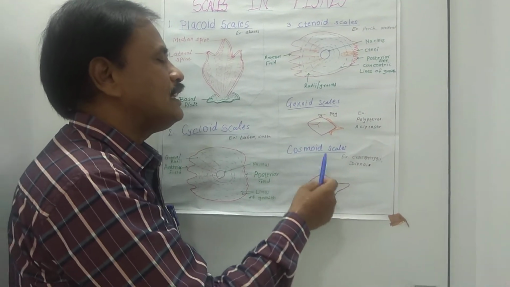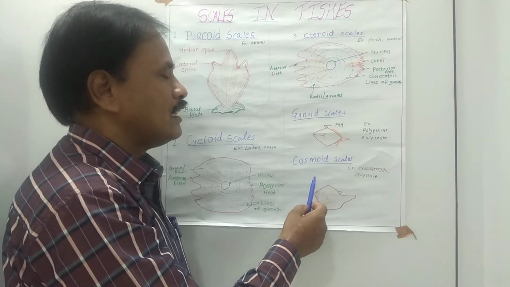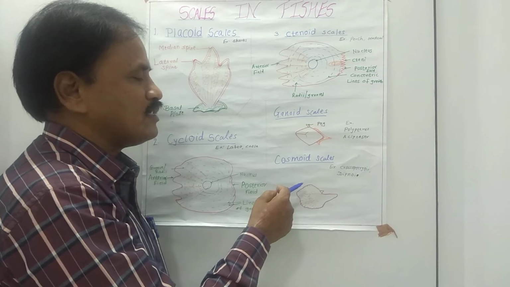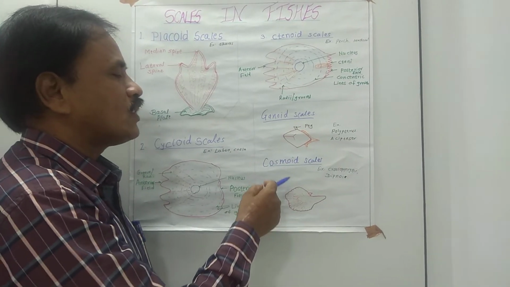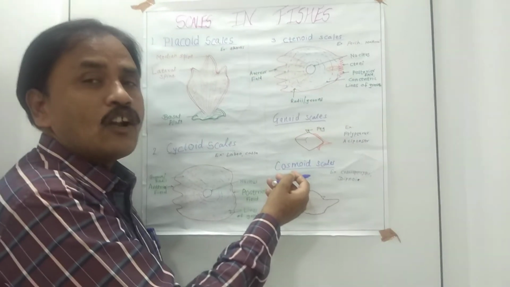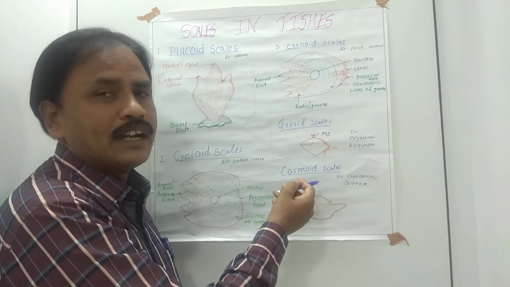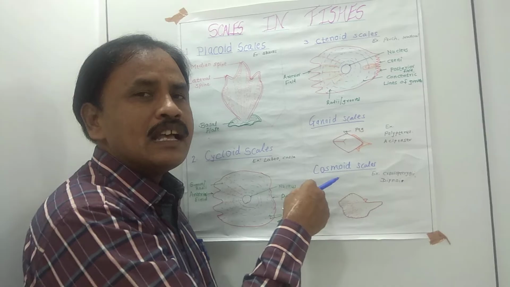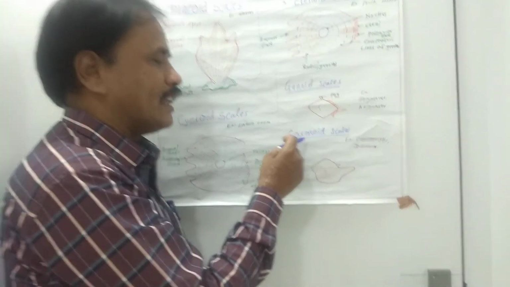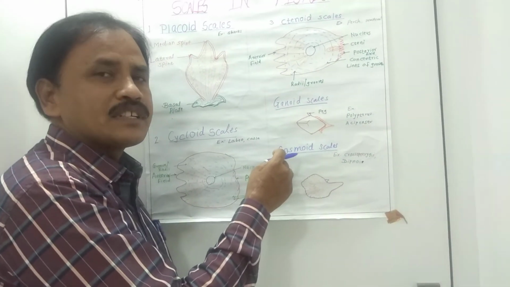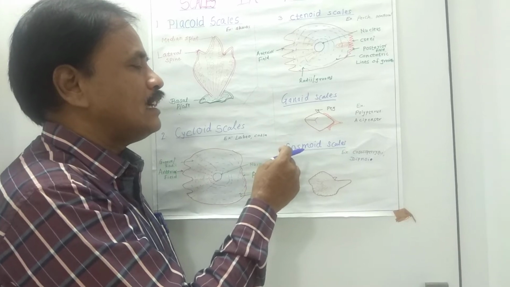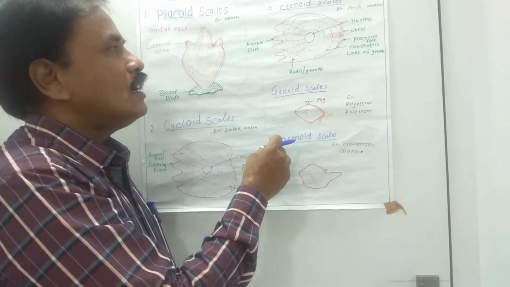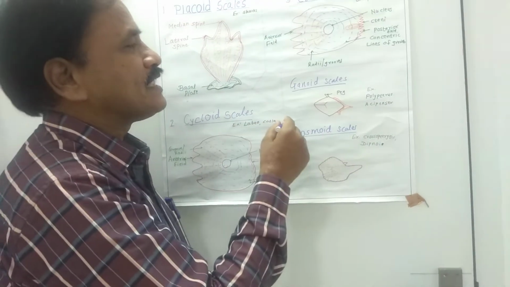Now, if you see the TS or the section of the scale, then it contains the lowermost layer, that is the spongy bone layer, then isopedine, the cosmine, and the uppermost layer of the scale, that is called vitrodentine. So vitrodentine is present in this scale as the uppermost layer, and this is followed by the cosmine layer. The cosmine is the chemical substance that is present in the scale. Therefore, these scales are called cosmoid scales. So all about this is the types of these scales.